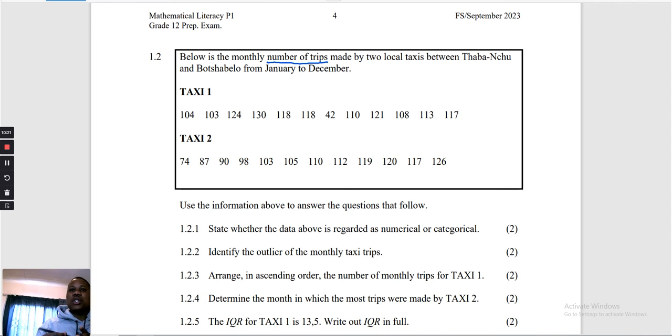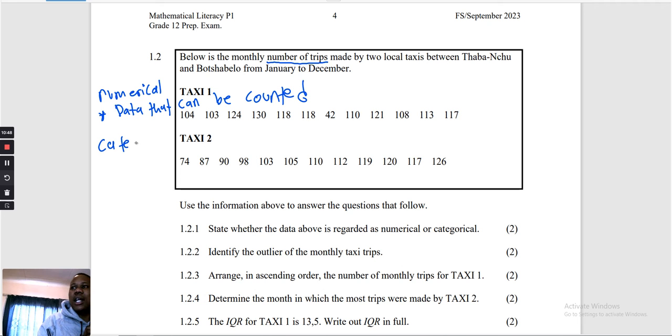I'm just going to differentiate between numerical data and categorical data. When we talk about numerical data, we talk about data that can be counted. If you just explain it in this way, you get your marks: data that can be counted. Now when we talk about categorical data, what type of data are we talking about? We talk about data that can be measured.